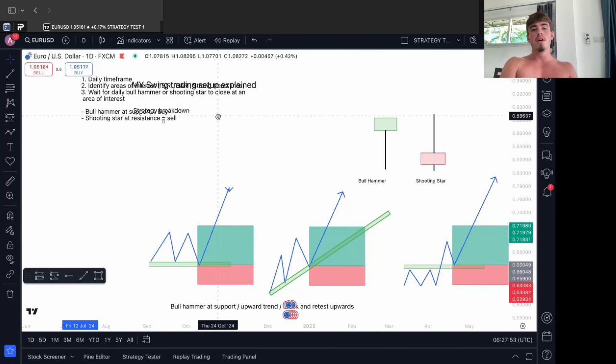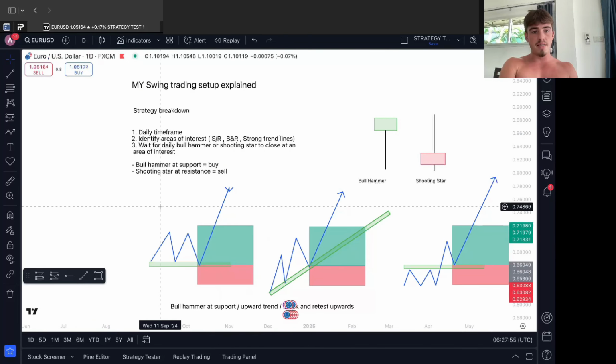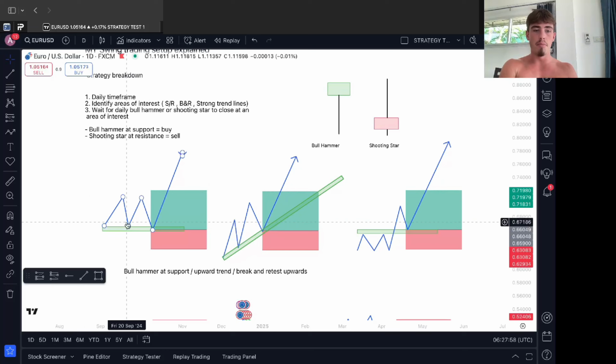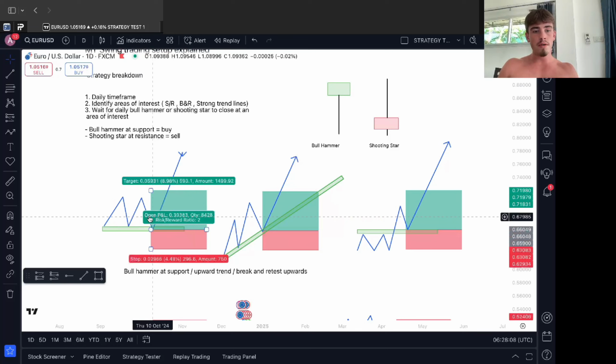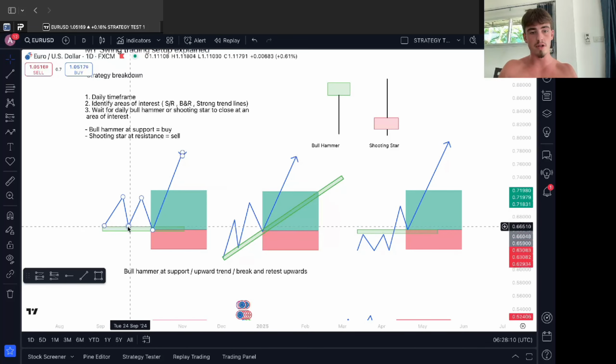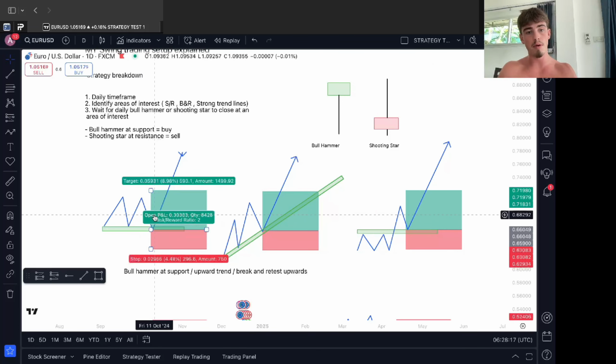Okay, so there are three main scenarios where we would actually take a buy. And once again, you might think this is basic. There's a lot more to it. This is just ground zero. Scenario one is we have a strong support level and then we see a nice bull hammer tap into our level and push to the upside. That would be a buy.